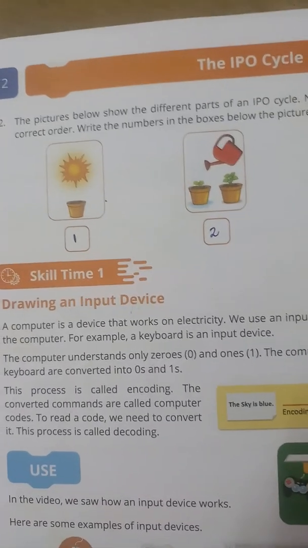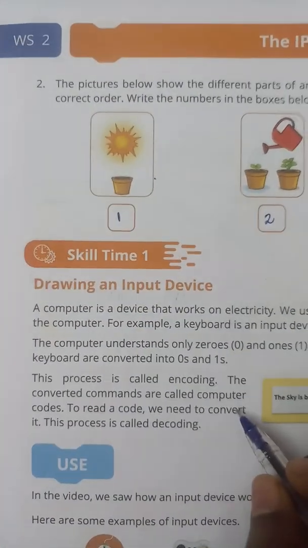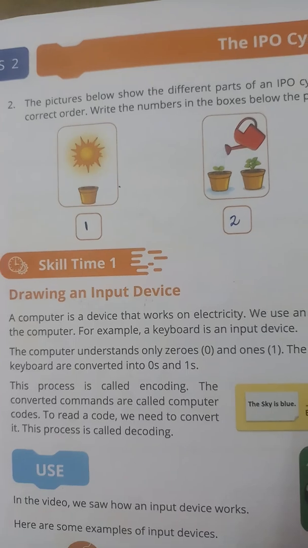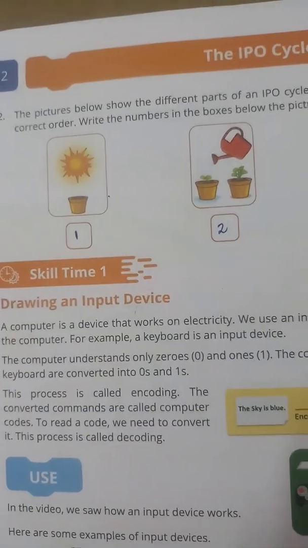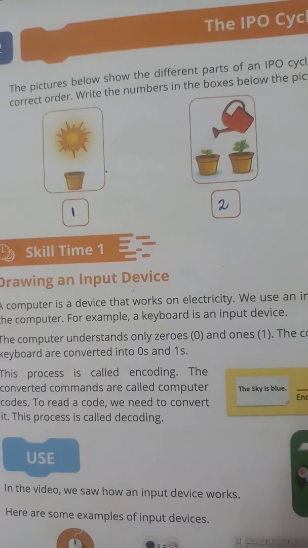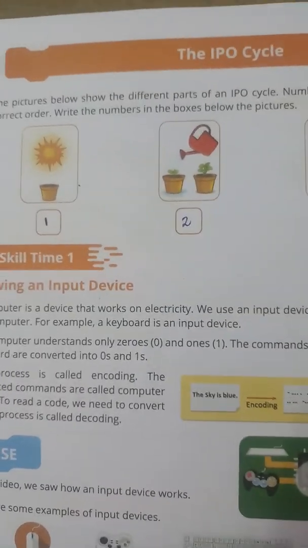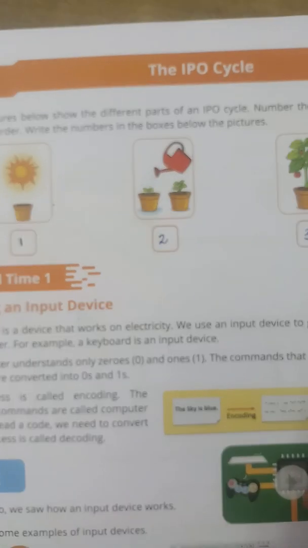The converted commands, the zeros and ones, are called computer codes. To read a code, we need to convert it. This process is called decoding. Then we need to decode it.